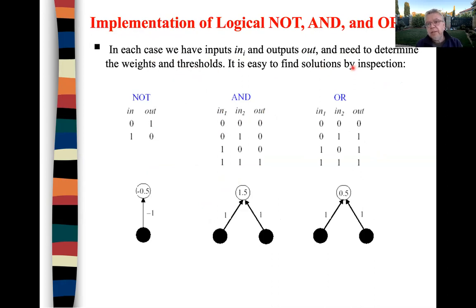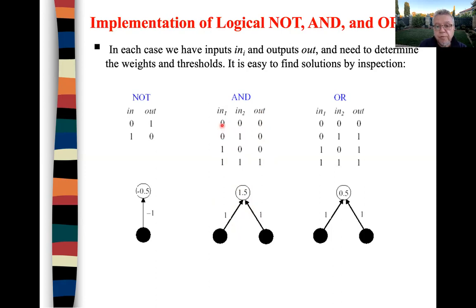It is easy to find solutions by inspection. For example, if we have a perceptron with these two inputs, in1 and in2, and these weights 1, 1, and the bias 1.5, we can see that this configuration of the weights and the bias is able to solve the problem of the AND function. So just to double check.